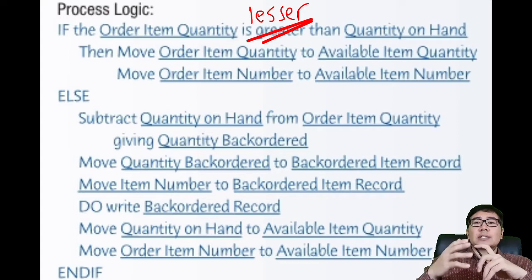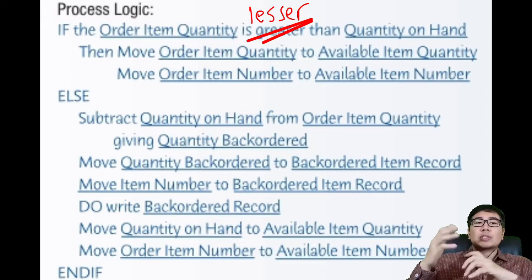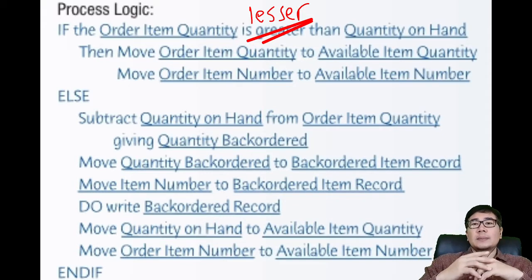Meanwhile, the quantity on hand that can be ordered will be moved to the available item quantity, together with the order item number, which will be moved to available item number. There is actually another condition that has not been set on the action here, which is when the quantity on hand equals the order item quantity.